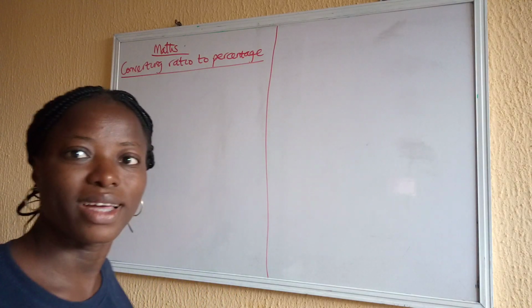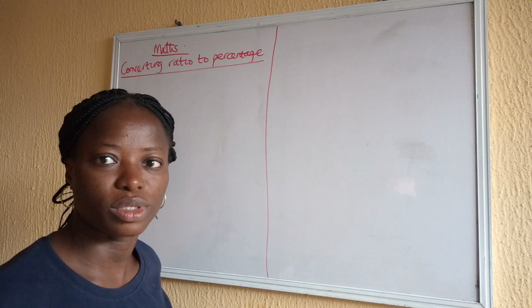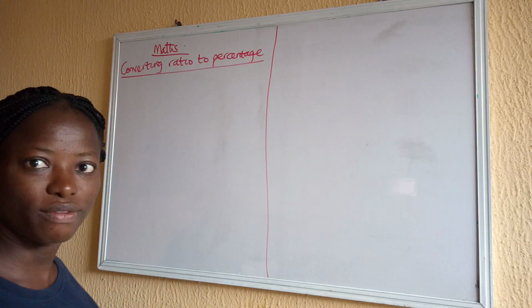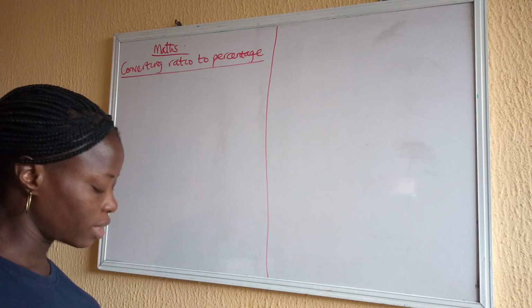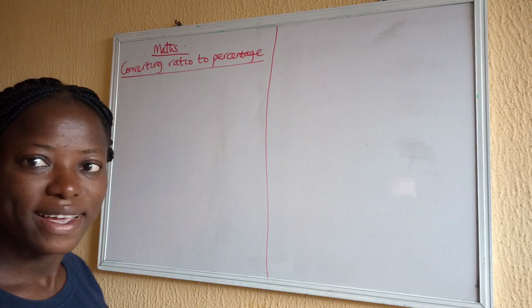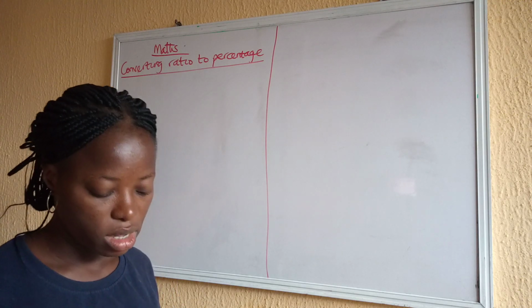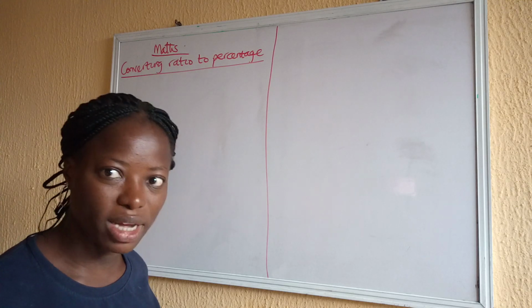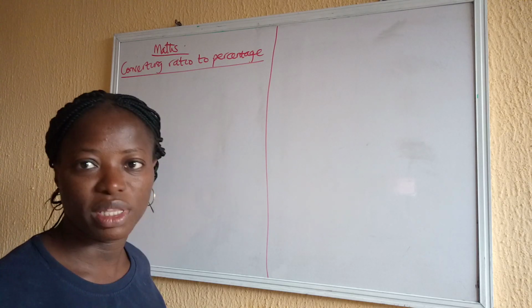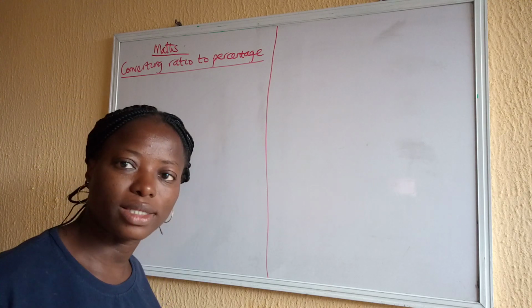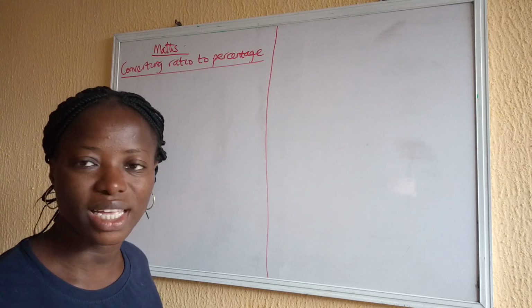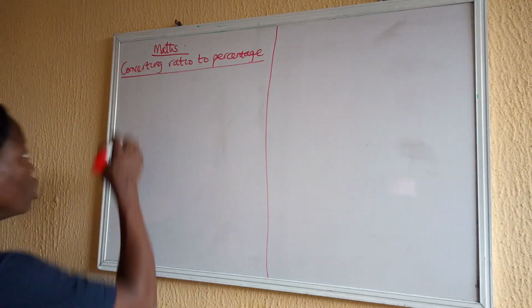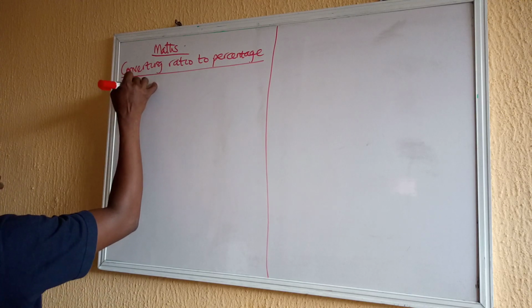Welcome to class. Today we'll be continuing from where we stopped, and our topic is converting ratio to percentage. Now, what does this topic mean? It means that you're given a particular ratio and you are asked to convert it to percentage. Just like maybe they give you 12 ratio 20, 10 ratio 15, and you have to convert to percentage. So that's what the topic is all about. So let's go to our examples.